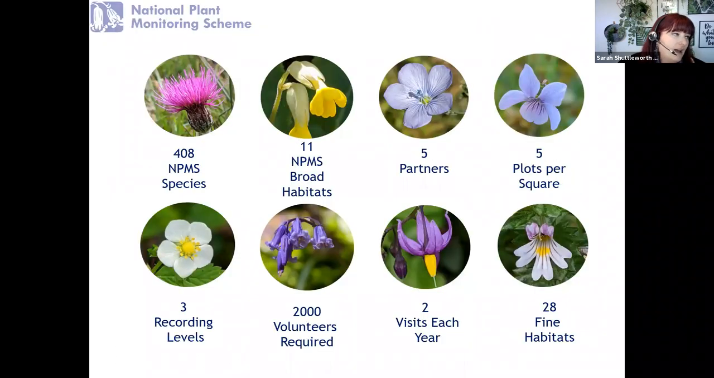So this is just a few facts and figures for you. In total, there are 408 NPMS species that are recorded within the scheme, unless, of course, you're doing it at inventory level, in which case the sky's the limit. We've got 11 broad habitats. We've got five plots. Well, we aim for five plots per square, but I'll get into more detail about that, and it doesn't always have to be five. We have three levels of recording, so what sort of skill level you believe that you're at, and you can progress through those if you wish. We've got two site visits each year and 28 fine habitats altogether.